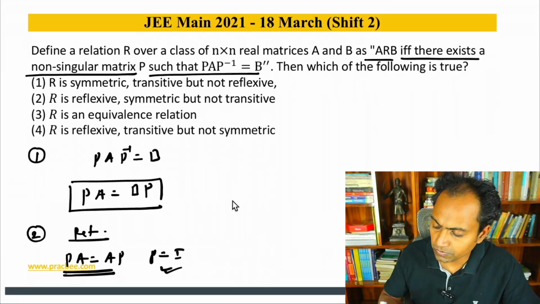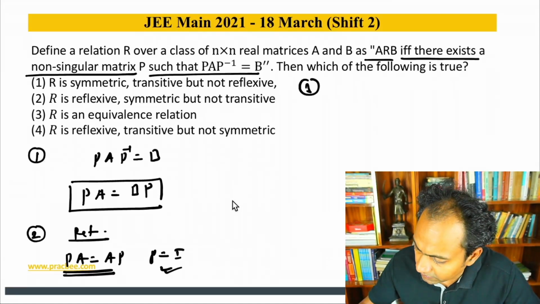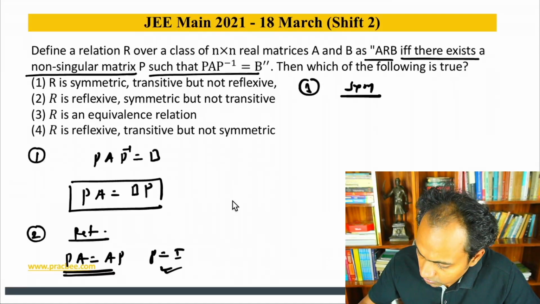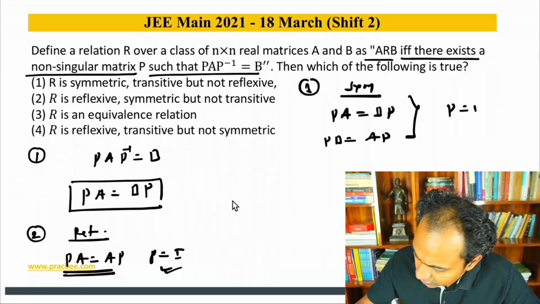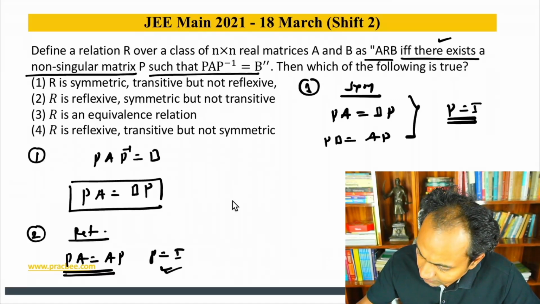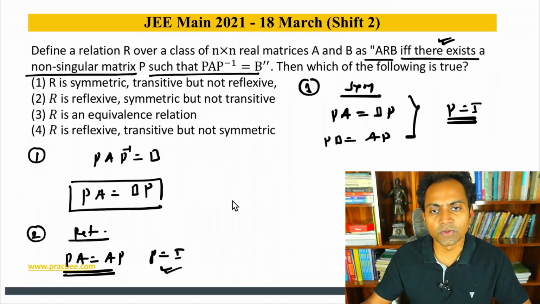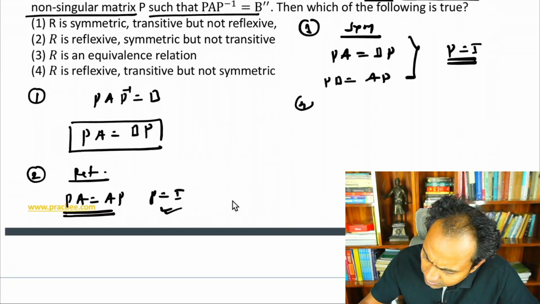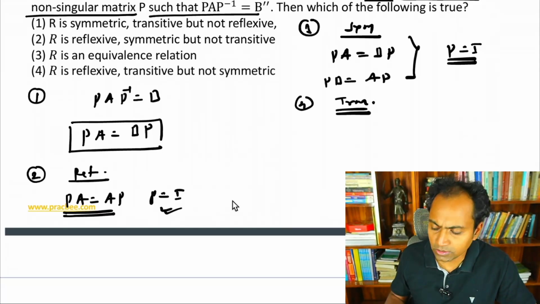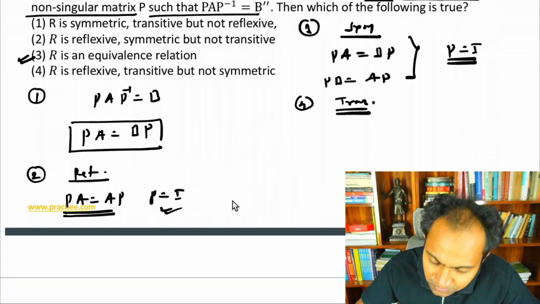There is no issue. Third, we will need to check symmetric nature. So what we are saying is if PA is equal to BP, then PB should be equal to AP. Now this again is true if I put P is equal to I. So one value of P is there where this is happening, so this will also become true, there is no issue. And similarly in the fourth part, transitive will also happen using similar logic. So this becomes an equivalence relation.